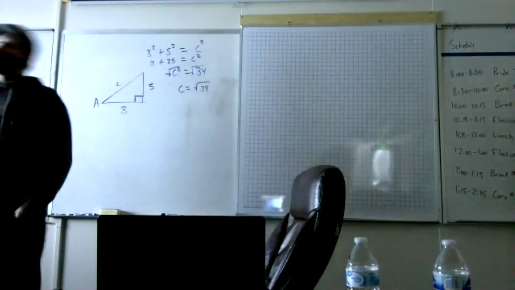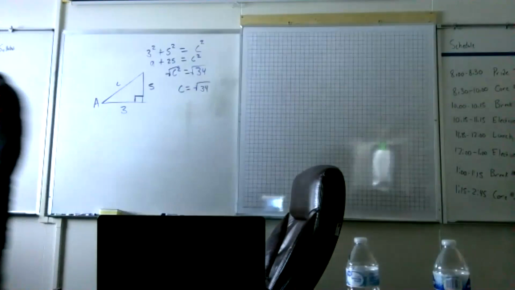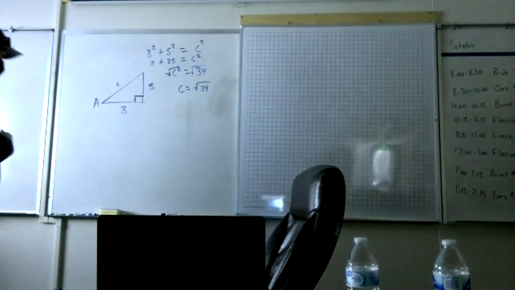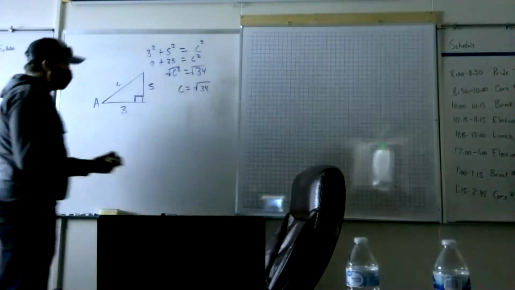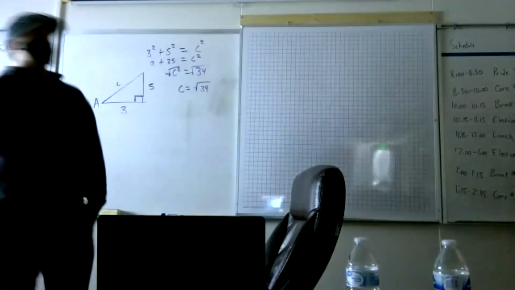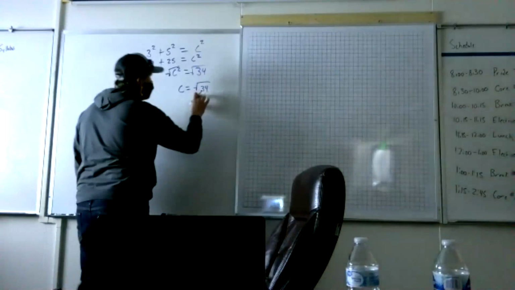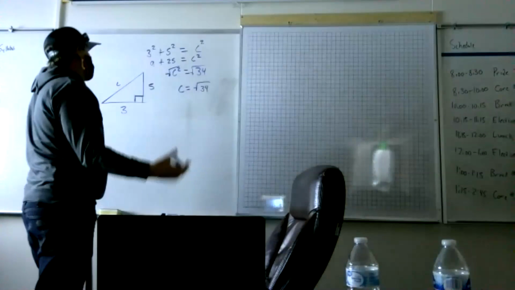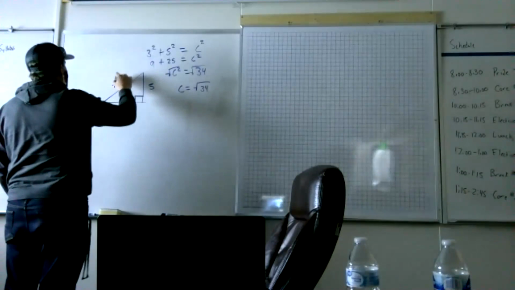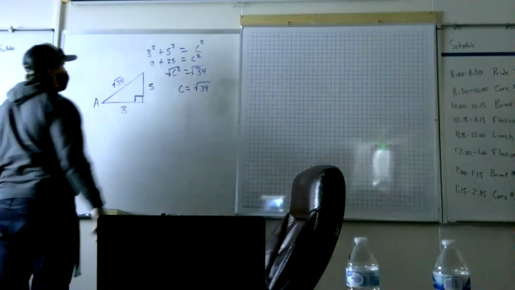Now I want to think to myself, is there a perfect square that goes into 34? So 4, no, doesn't go into it because 8 times 4 is 32. 9 doesn't go into it. 16 doesn't go into it. 25 doesn't go into it. And I'm thinking about multiplying into it whole. So since a perfect square does not go into that, I can't do anything with it. So I have to leave it as the square root of 34. Okay?